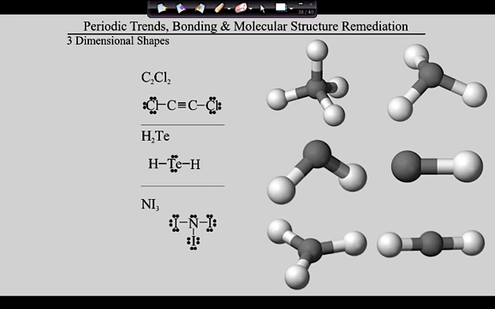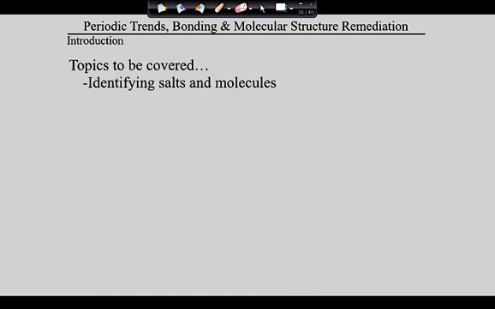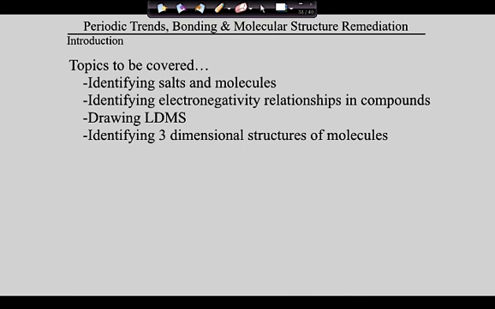Going back to where we started, let's remind ourselves of the 3 things that will be covered in remediation. You need to be able to identify salts and molecules. That is based upon their metal and non-metal locations. You need to be able to compare electronegativities within compounds simply by looking up the numbers. You need to be able to draw Lewis dot molecular structures, and you need to be able to identify their 3-dimensional structures. You don't need to know the names and angles.